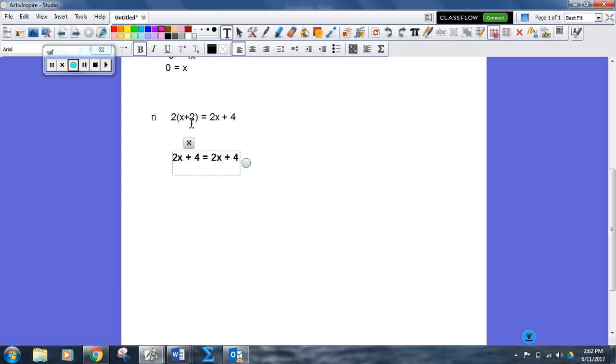Some of you may now already realize that those are exactly the same, but I subtract 2x from each side, and when I subtract 2x from each side, I get 4 equals 4, which is true, so it is infinitely many.